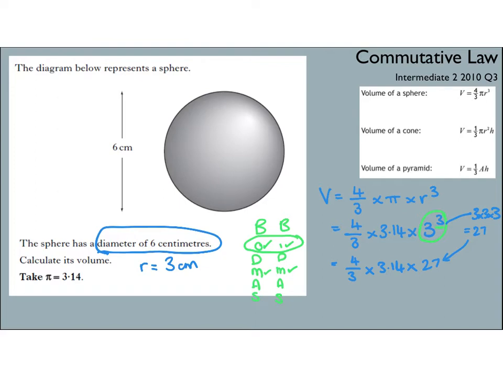Okay, right, so what have we got here? We've got 4/3 of something. I can't divide 3.14 by 3. So the thing that I'm going to do here is work with this third part and the 27. That's the easiest bit to start with. So a third of 27. How many 3s are in 27? 9.